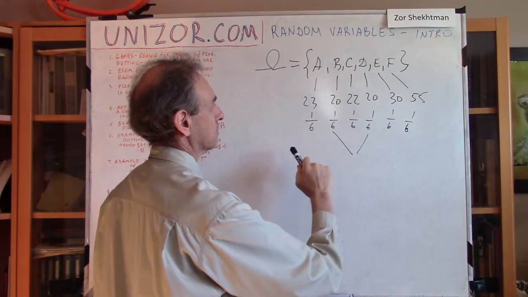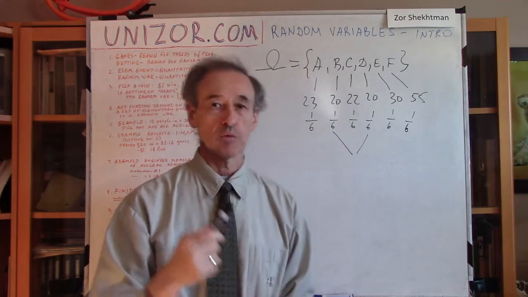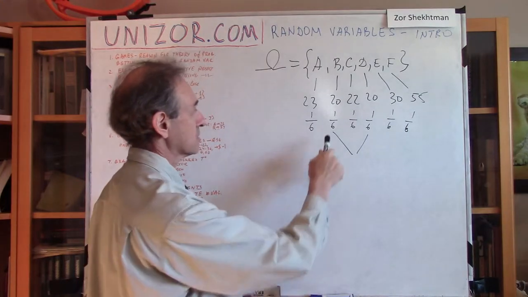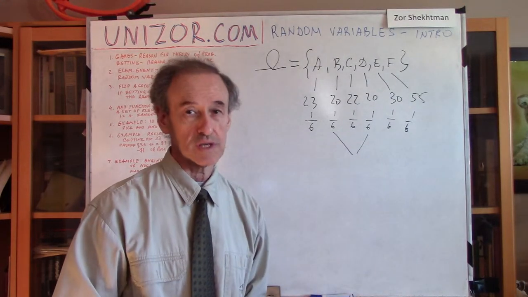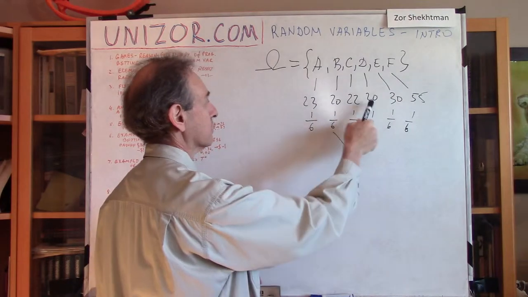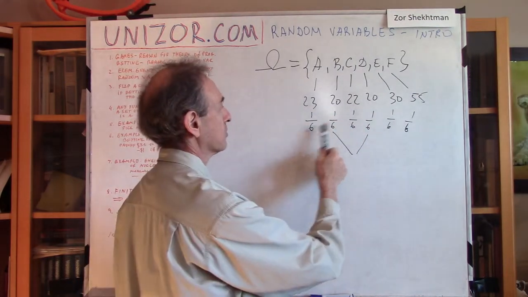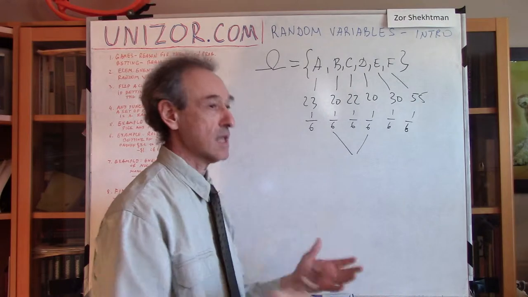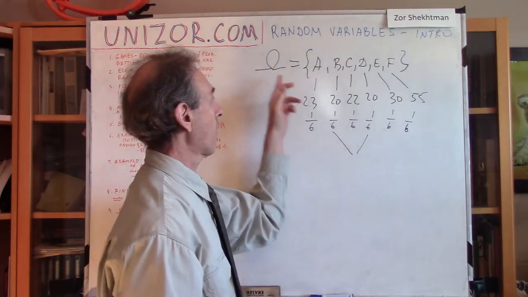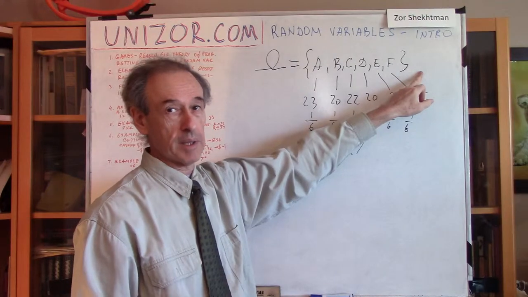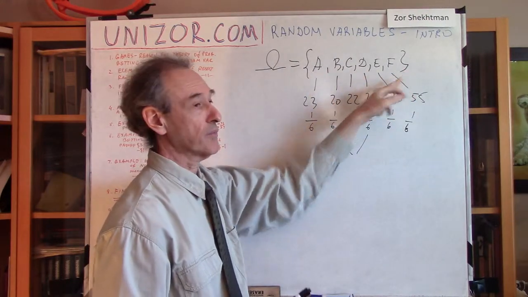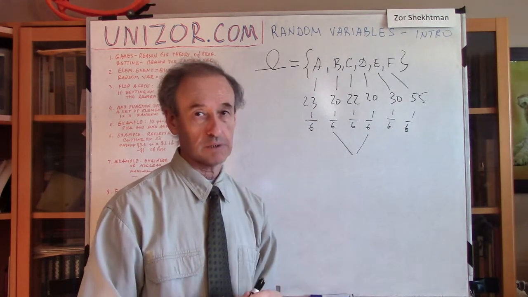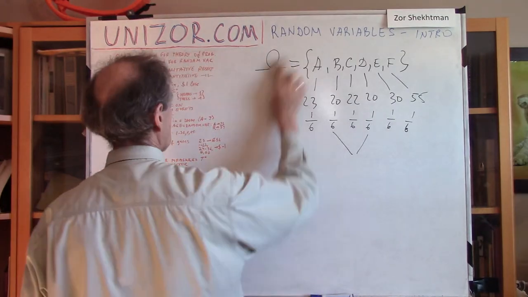Now, what's interesting, by the way, is that two of these values are not really different, right? So, if I'm asking what's the probability of my random variable to take the value 20, well, that's 1/6 and 1/6, so it's actually 2/6, which is 1/3. So the probability of taking the value 20 is greater than the probability of taking 23 or 22 or 30 or 55. All right, in any case, this is an example of a random variable where the set where it's defined, the elementary events, is a set of 6 people, and the value of the random variable is the age of a randomly selected person. Next example.